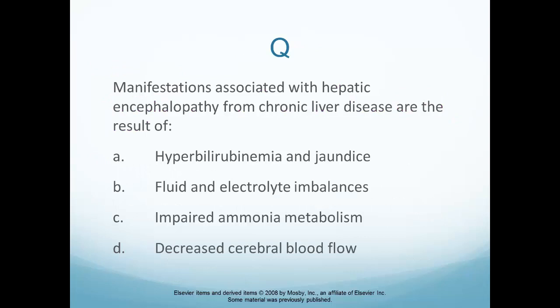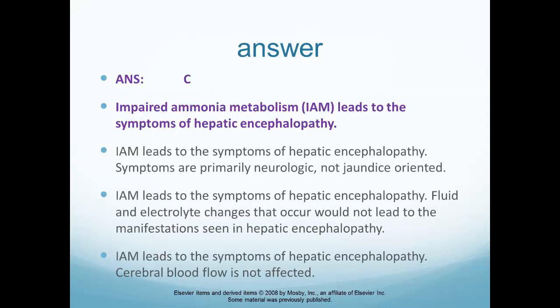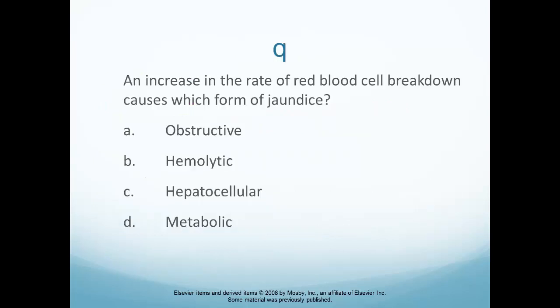Manifestations associated with hepatic encephalopathy from chronic liver disease are the result of impaired ammonia metabolism. So it's this buildup of ammonia in the bloodstream that's causing the person to have hepatic encephalopathy, which is going to be a change in mental status as a result of not being able to metabolize ammonia.